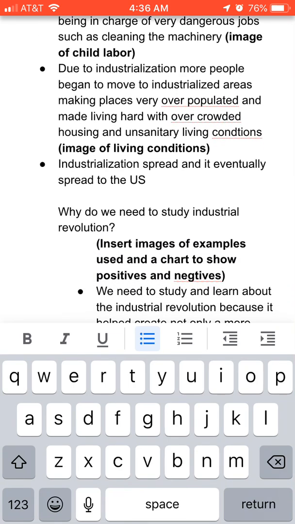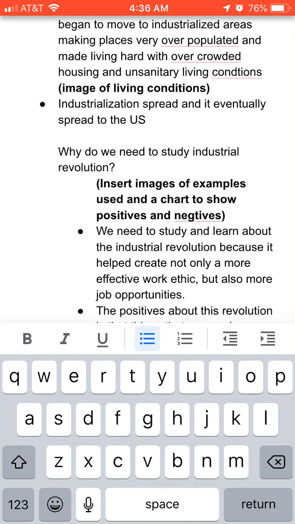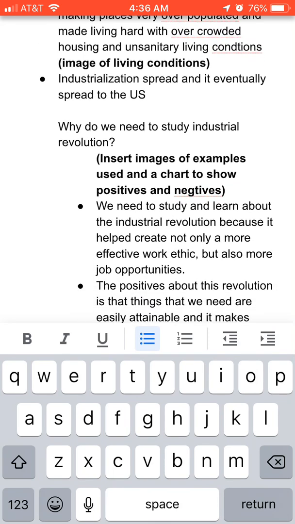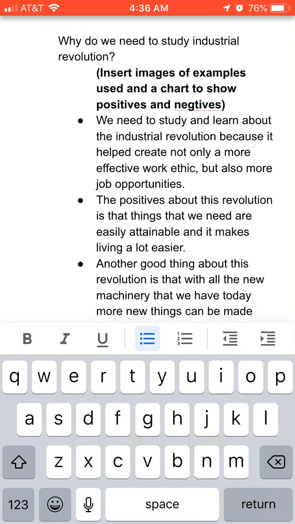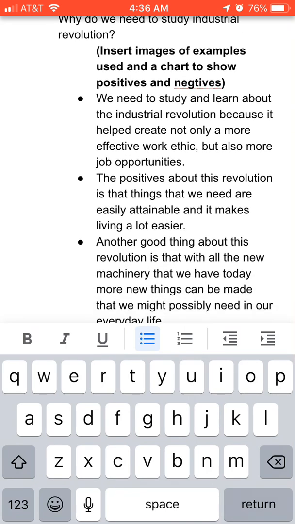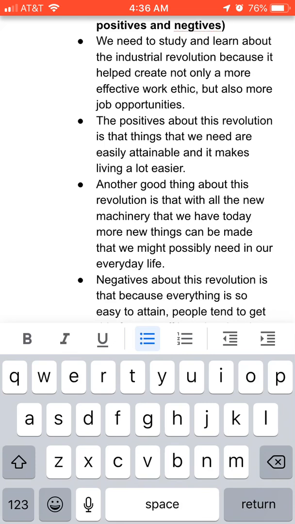I feel that we need to study the Industrial Revolution because it helped create not only a more effective work ethic, but also more job opportunities. The positives about this revolution are that things that we need are easily attainable, and it makes living a lot easier. Another good thing about this revolution is that with all the new machinery that we have today, more new things can be made that we might possibly need in our everyday life.